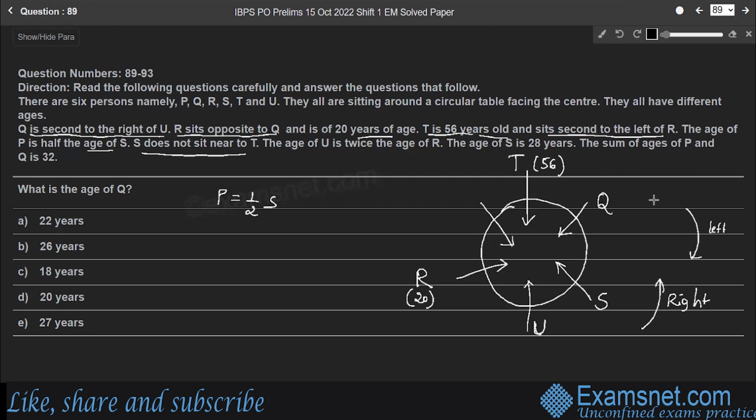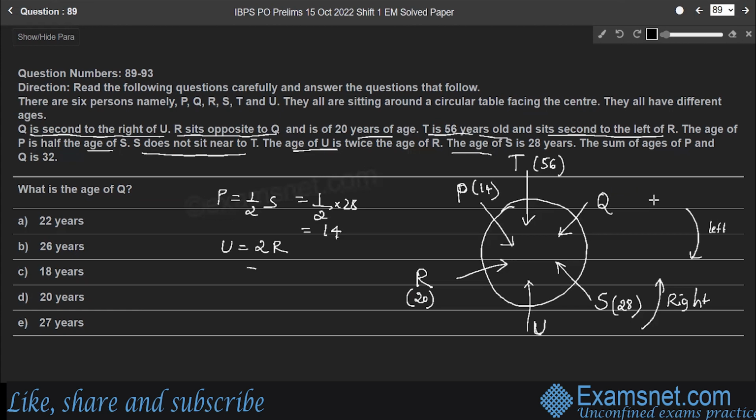Therefore, S is sitting here near U and Q. The age of U is twice the age of R, so U is equal to 2 times R. And the age of S is 28 years. Therefore, the age of P is half of S, half of 28, which is 14 years. Where is P sitting? P is sitting opposite to S. The remaining position is here, opposite to S. So P is 14 years old, right?